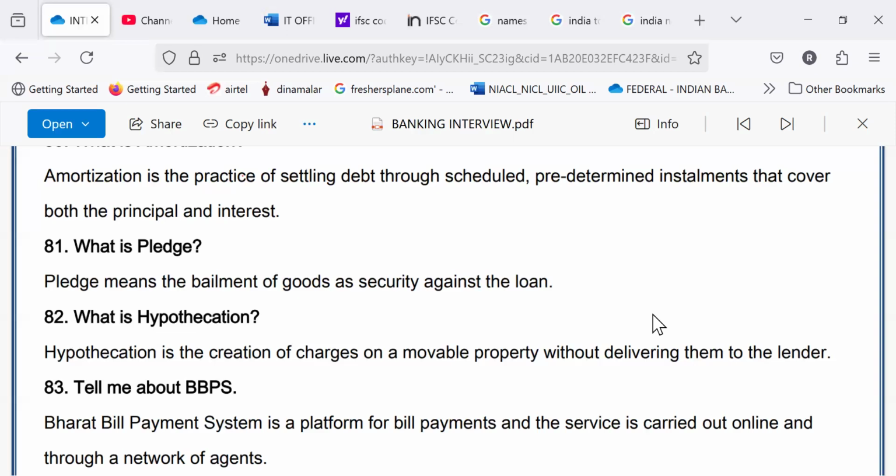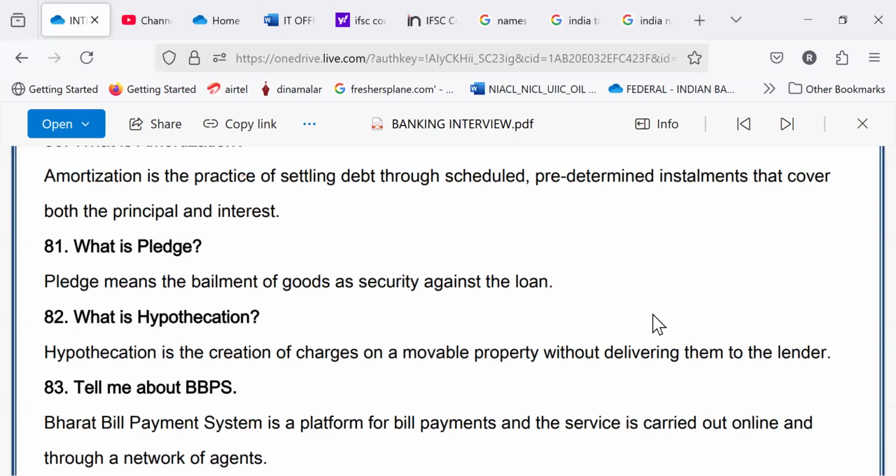Both pledge and hypothecation happen in the case of movable properties. Pledge: possession in the hands of lender. Hypothecation: possession in the hands of the borrower.